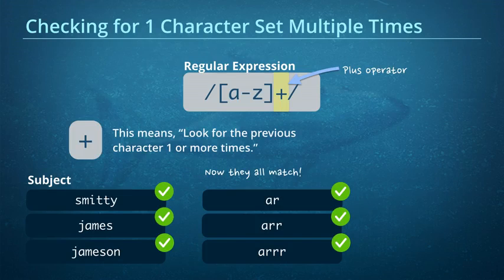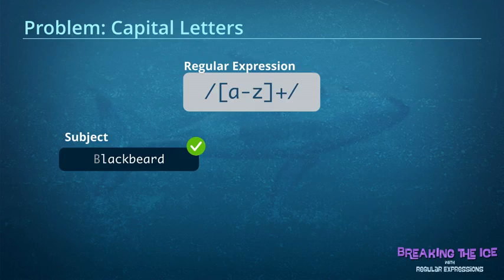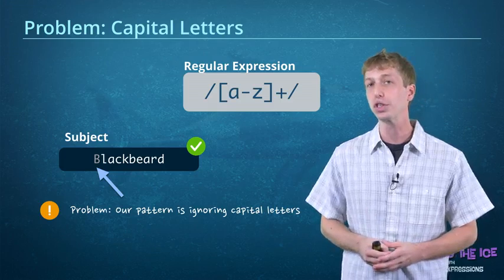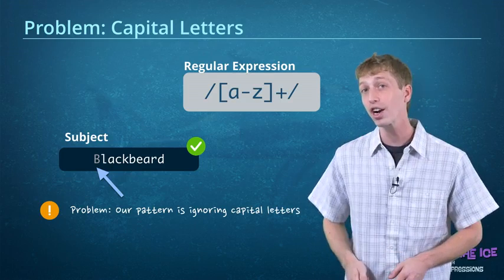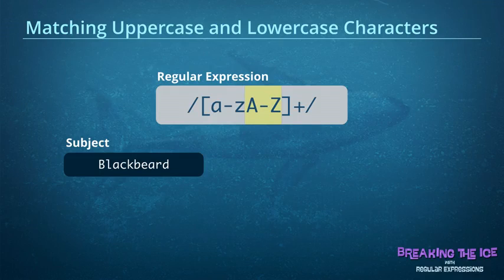Our next potential shipmate has signed up, Blackbeard. However, we're getting a partial match here. We haven't matched on the capital B of Blackbeard. And this is because our range only has a lowercase a through z. Well, one possible solution would be to add another range to our character set. With a capital A through Z range added to our character set, we're going to match on Blackbeard fully.